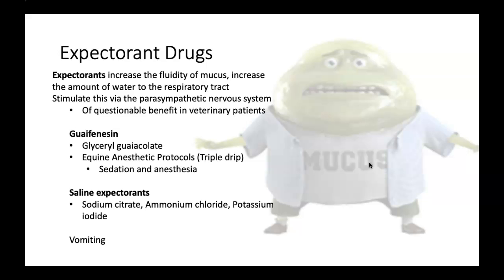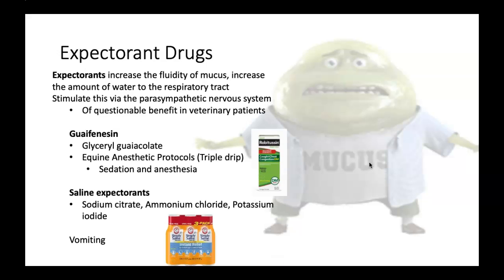So guaifenesin is one that I just talked about, also known as GG, and it's typically something that you're going to see with equine patients, only when they're undergoing anesthetic. The other version of expectorant drugs are sodium-based ones, so saline expectorants. We've got sodium citrate, ammonium chloride, potassium iodide, and those ones are sort of over the counter as well that you might come into contact with clients. Main thing here, we don't recommend them. They're not overly effective, and with the saline expectorants, we have to watch out because saline can be a massive gastric irritant, so it can cause vomiting in a lot of patients.